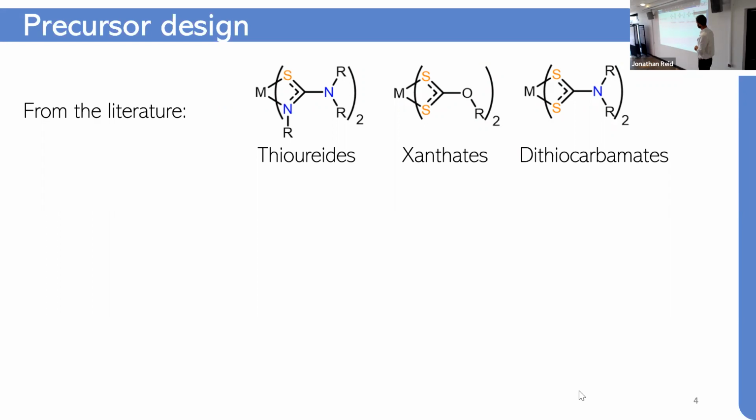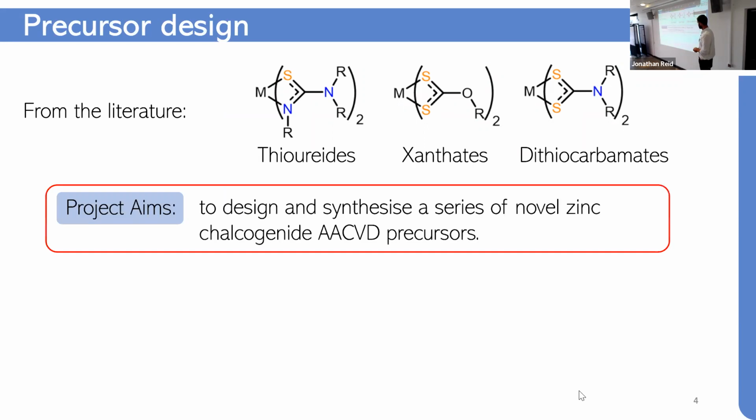As you can see, they've got very similar structures, but we're still not in a situation where we've got a precursor that's got a nice clean decomposition, and therefore nice deposition. And with these sort of materials, it's not easy to broaden them out to the selenium and tellurium atoms. So my project aim was to design and synthesize a series of novel zinc chalcogenide precursors for aerosol-assisted chemical vapor deposition.